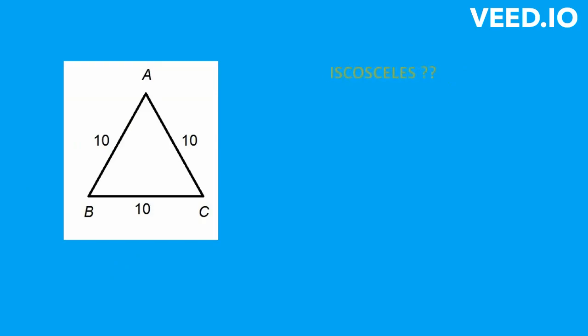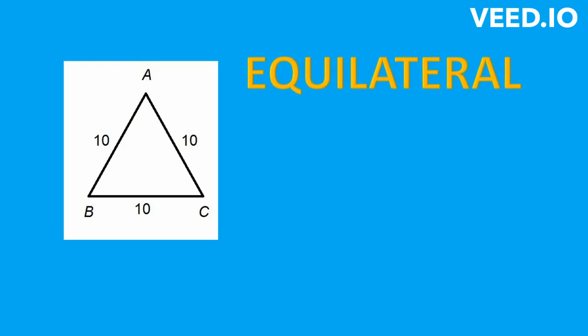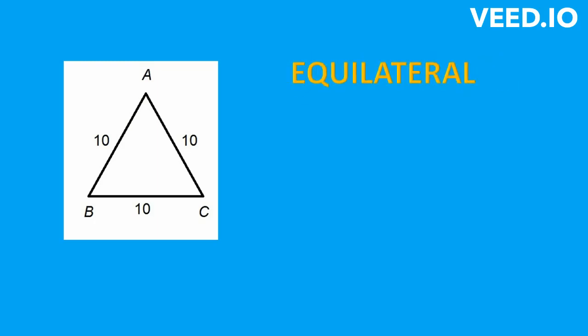What kind of triangle is this? Is this an isosceles? No, in isosceles we only have two equal sides. But here we have three equal sides, which means it's an equilateral triangle. In an equilateral triangle, this is how we indicate that the sides are equal. If you observe, all the angles are also equal. When all the sides are equal, all the angles are also equal.